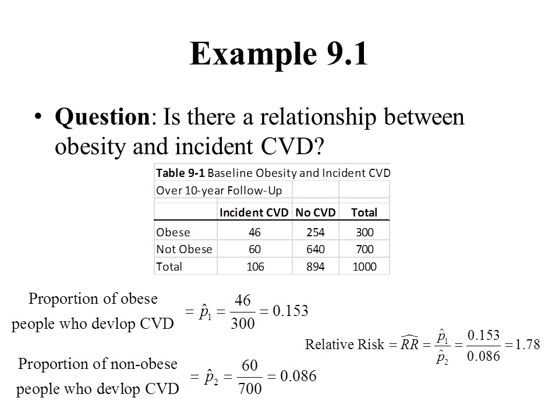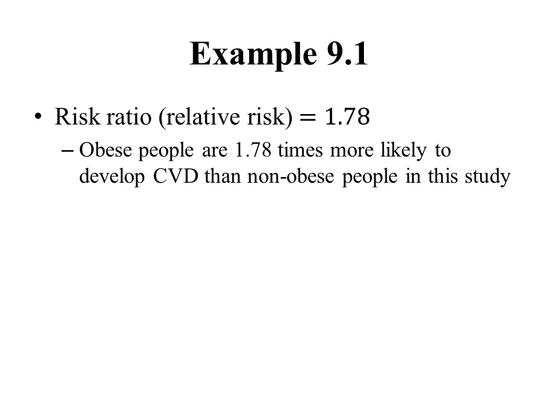To further illustrate that apparent relationship, we're going to calculate something called the relative risk, also called the risk ratio. This is an idea back from chapter 3. We take the proportion of obese people who develop cardiovascular disease divided by the proportion of non-obese. We do that arithmetic and we get 1.78. So that relative risk of 1.78 means that obese people are 1.78 times more likely to develop cardiovascular disease than non-obese people in this study.